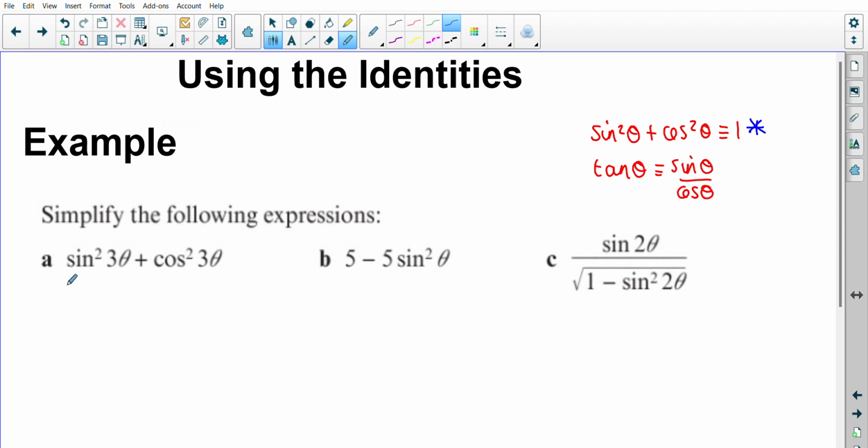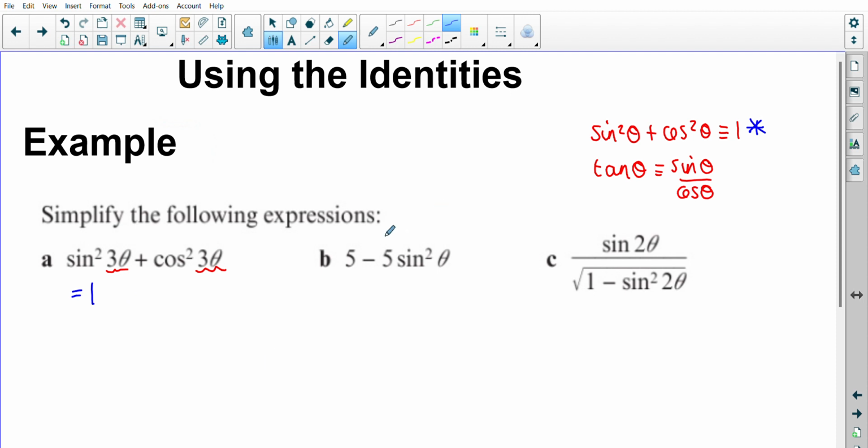So if we look at part A, you can see that the angles are the same here. I've got a 3 theta. In my identity, I just have a theta, but that could be anything. It could be x, it could be 2 theta, it could be 4 alpha. As long as I've got the same angles, I can apply the identity. So if sine squared theta plus cos squared theta equals 1, sine squared 3 theta plus cos squared 3 theta is going to equal 1. So that's 1.